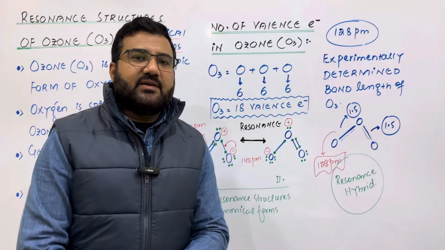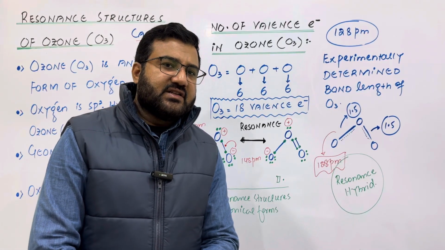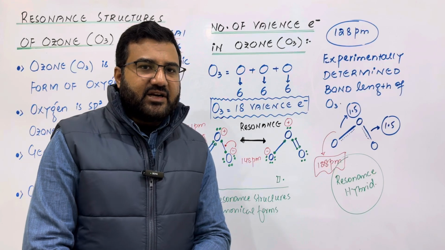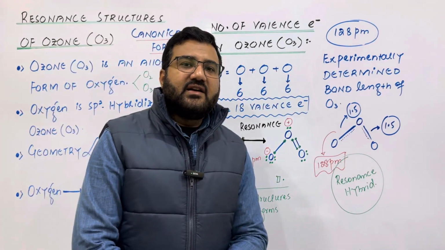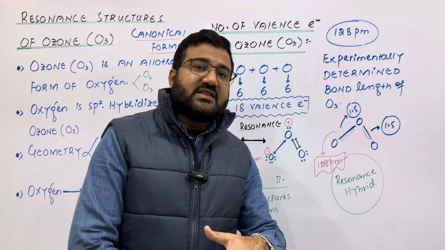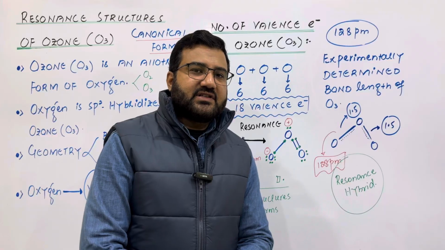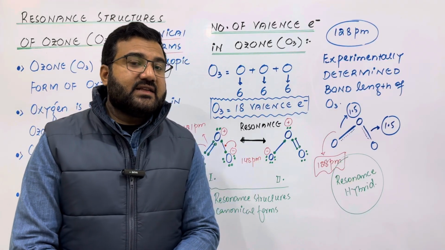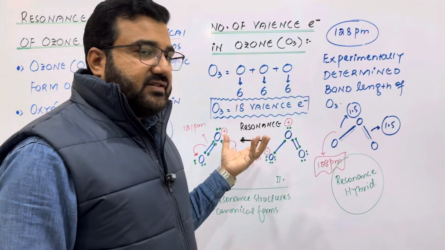And dear students, keep in mind that the greater the number of resonance structures of any substance, the higher will be its stability. Ozone has two resonance structures, but there are some molecules that have three resonance structures. Benzene has five resonance structures. So the greater the resonance structures of a substance, the more highly stable it is. So that was about the resonance structures of ozone.